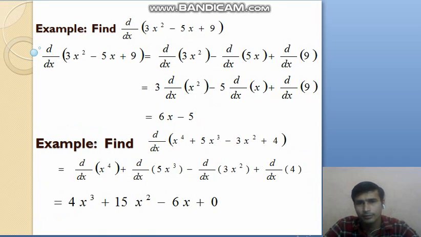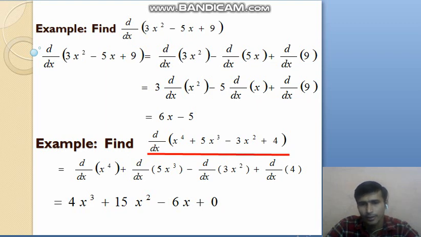So let's take another example. d by dx of x raised to 4 plus 5x cube minus 3x square plus 4, right? First we separate all the terms, but no need to separate, right? You can directly differentiate this equation. The differentiation of x raised to 4 is 4x cube. The differentiation of 5x cube is 15x square, minus the differentiation of 3x square is 6x, right?